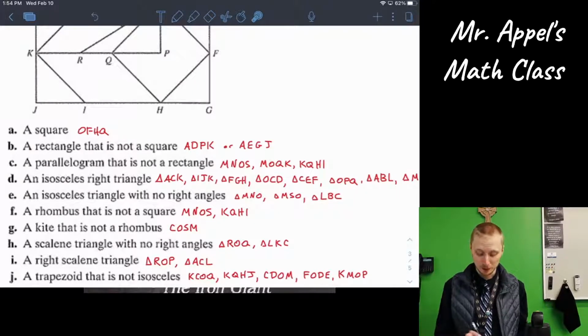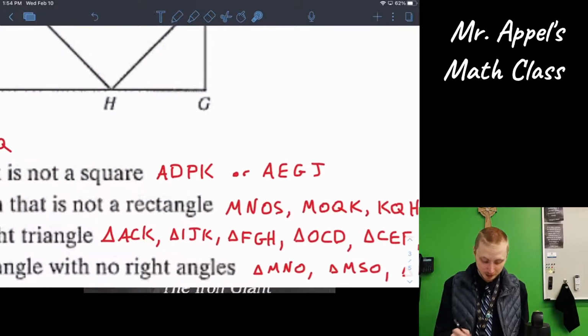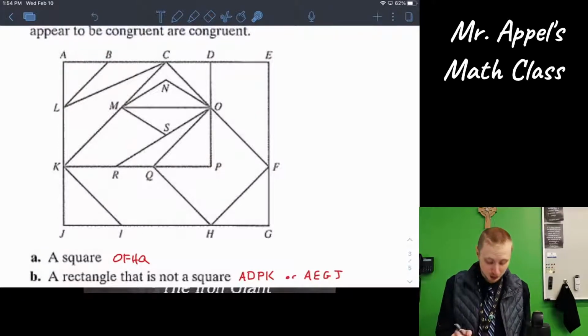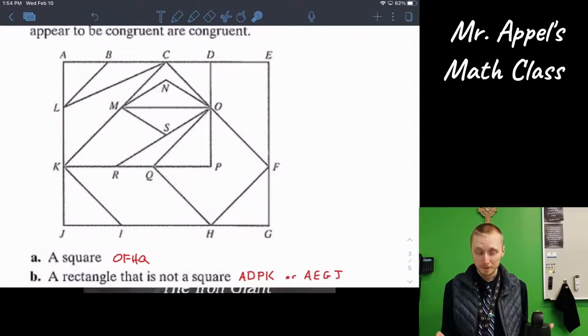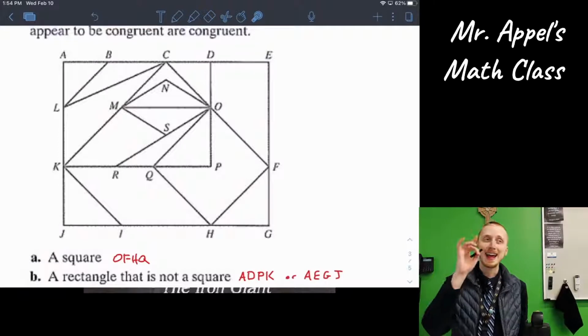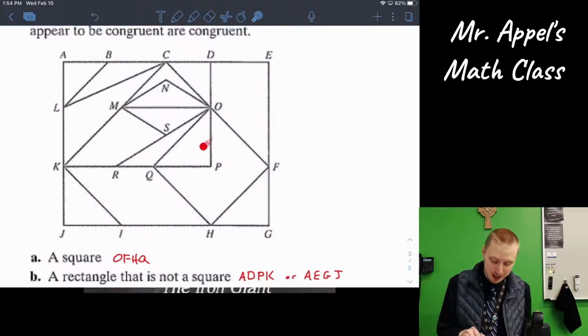Okay, so either of those could work. And you can name these in many different ways. It doesn't have to be ADPK. You're just looking at this rectangle. Okay? So you could call it DPKA, you could call it PKAD, doesn't matter where you start. You could go the other direction, DAKP, AKPD. Okay? Any of those would work. As long as you have those 4 letters and you're moving around the outside in order.